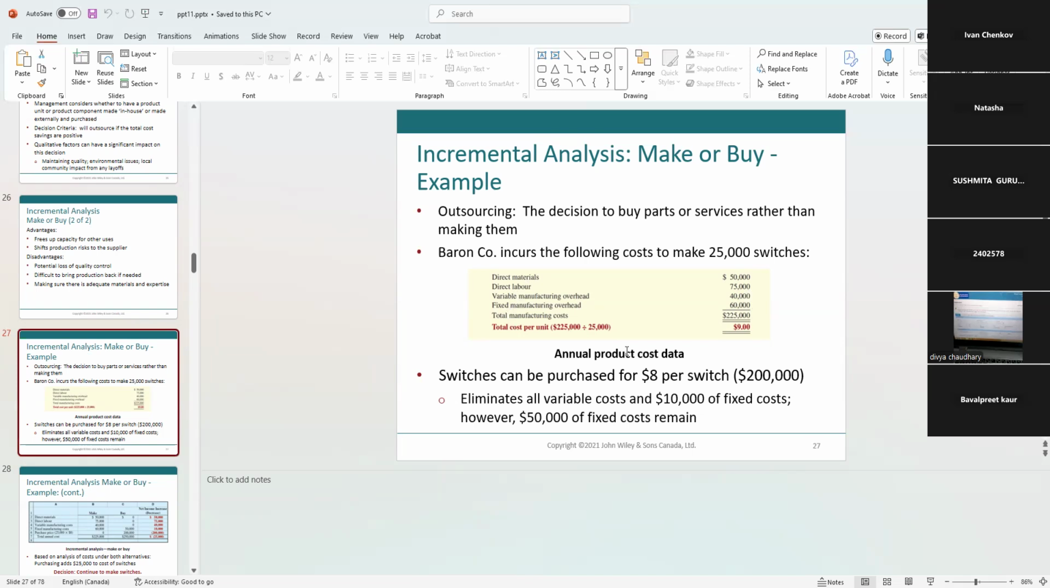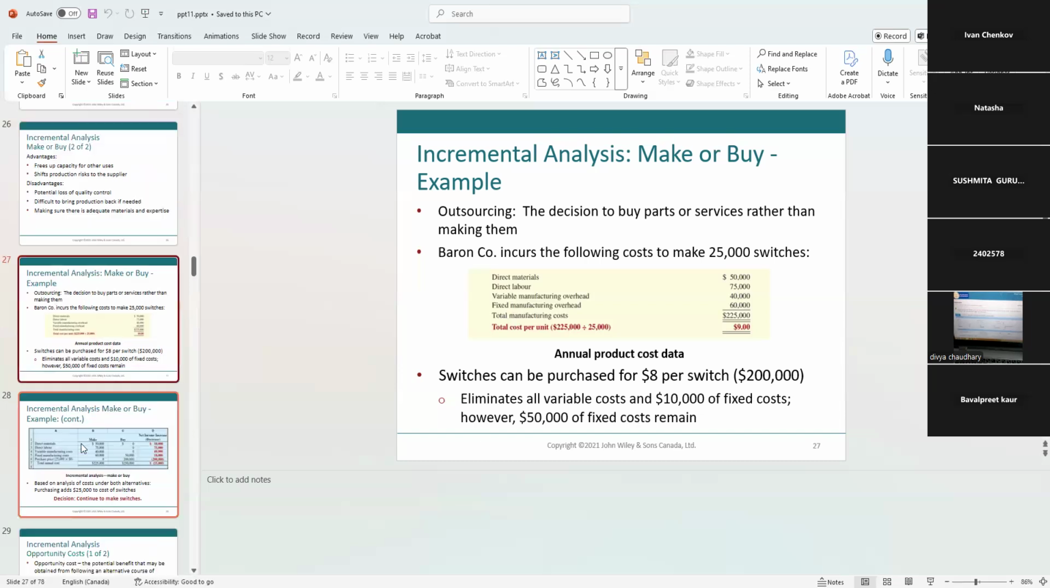And there will be additional information about cost saving and anything like that. So basically, if you purchase the switches for $8, you can eliminate all the variable cost plus 10,000 of the fixed cost. So 50,000 of the fixed cost is going to stay with you.